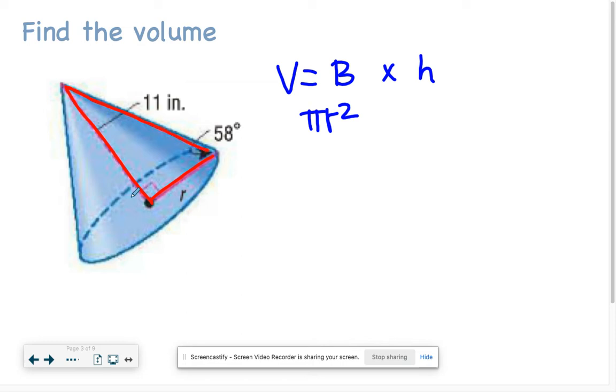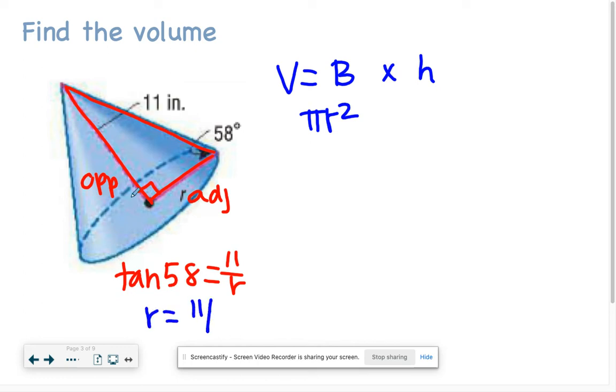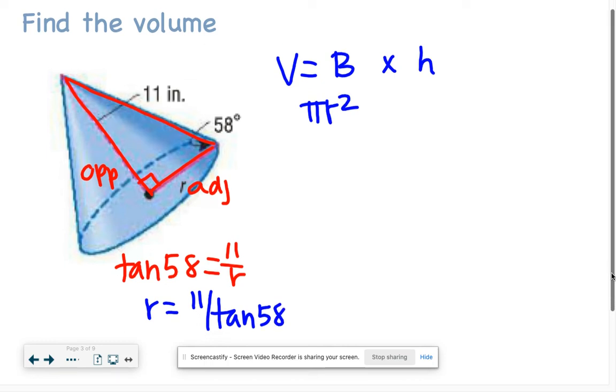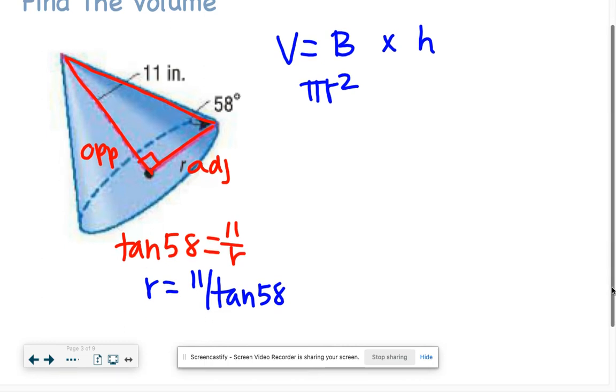So we have this handy dandy right triangle. Our angle's 58, so that's not a special angle to us. This opposite side is 11. We're looking for our adjacent, so now we get to use trig. What trig function uses opposite and adjacent? That's tangent. Tangent of 58 equals 11 over r. So we're really going to be taking 11 divided by tangent 58. When we do that, we find that our radius is about 6.9.